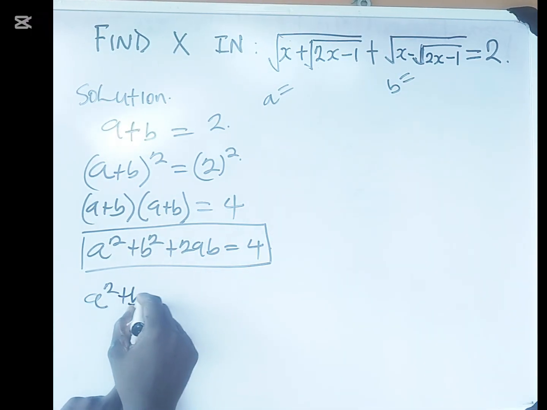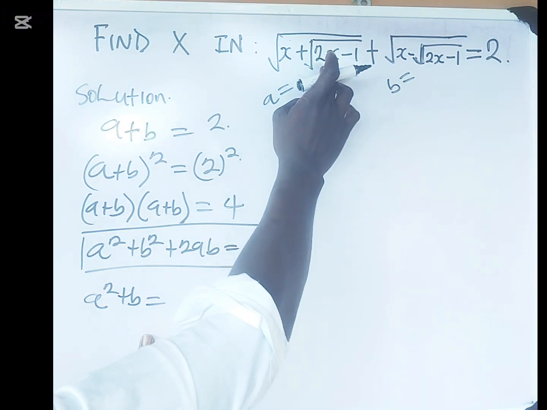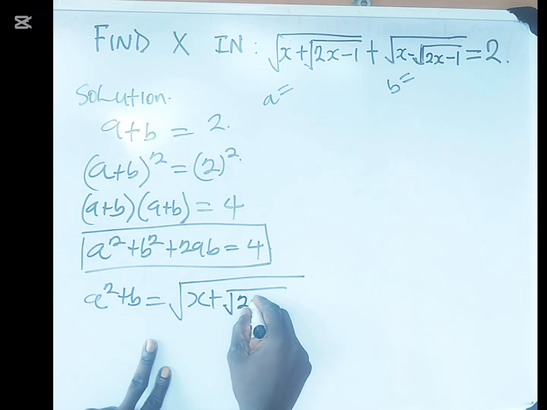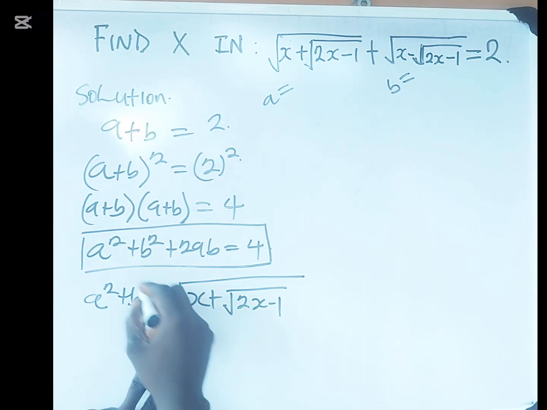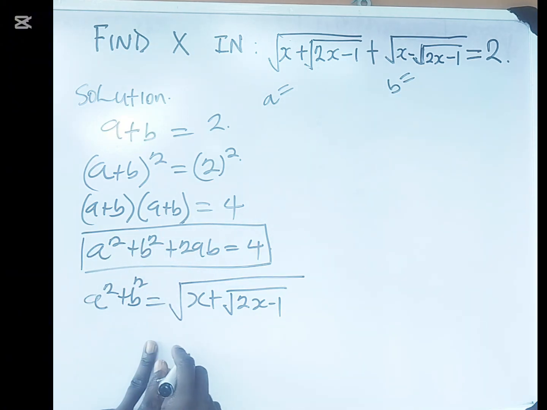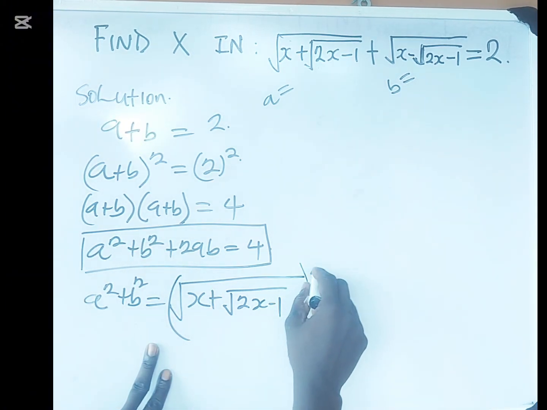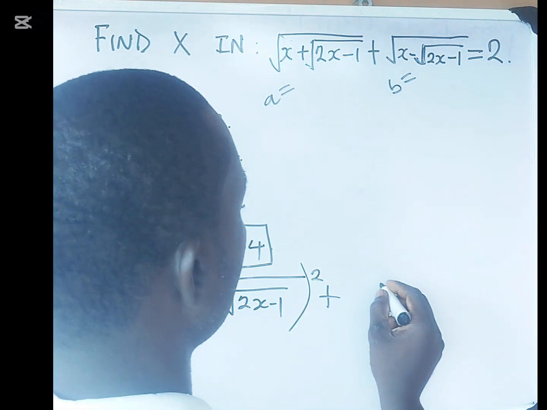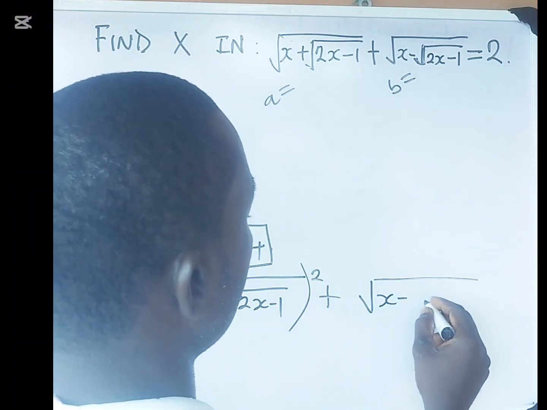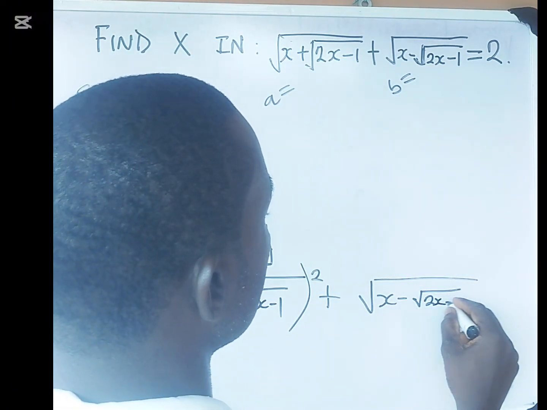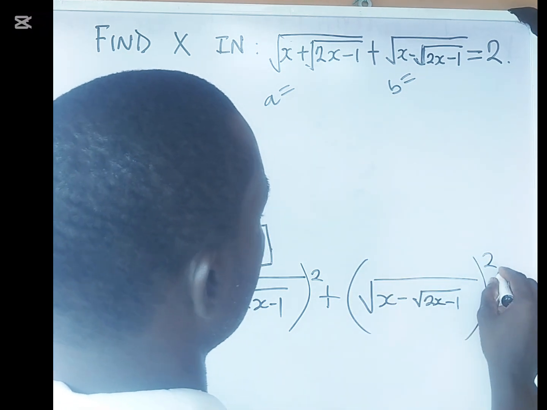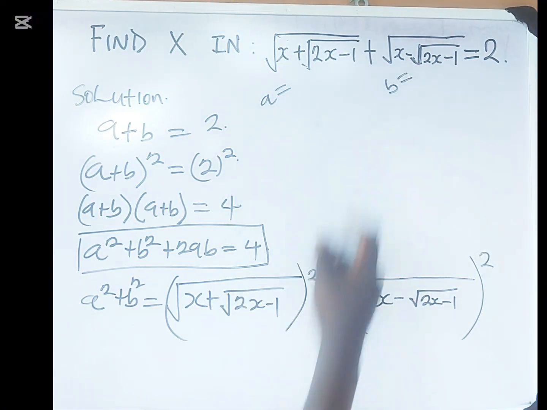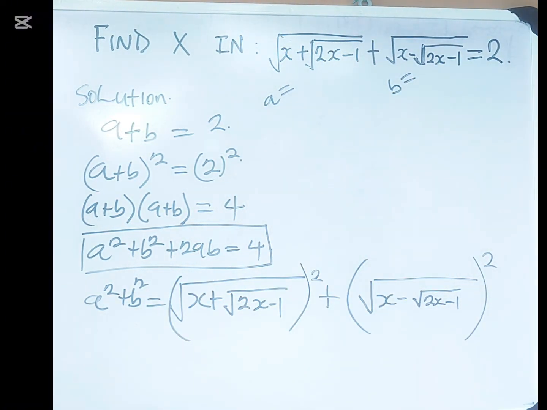A squared plus B squared is equal to, remember A is this, root of x plus root of 2x minus 1. This is squared, please. There is a plus in between, so I'll put the plus there. This becomes root of x minus root of 2x minus 1, all squared. This is A, this is B. Remember I said we are assuming that A is equal to this and B is equal to this.